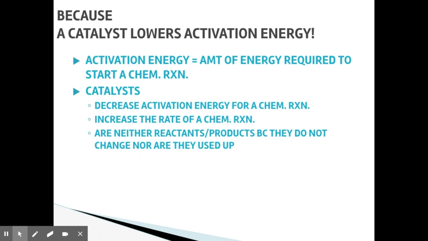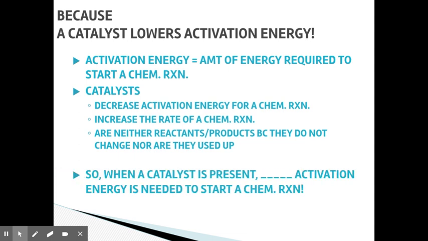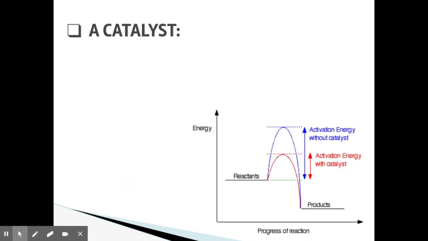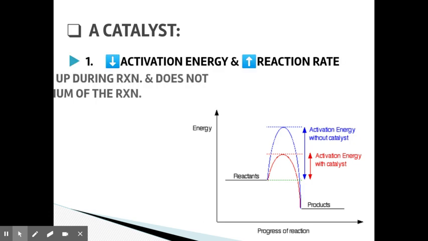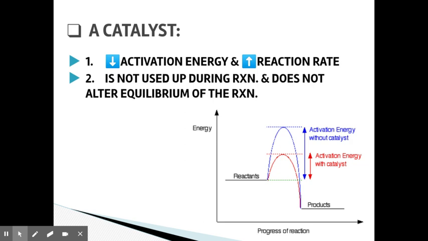They're not reactants nor products, so they don't change, nor are they used up. They're there to promote this reaction to happen much quicker. So when a catalyst is present, less activation energy is needed to start a chemical reaction. Let's put this back into biology context. A catalyst will decrease activation energy and increase reaction rate. It's not used up during a reaction and it does not alter the equilibrium of the reaction. You can see from the graph, the blue shows when you're not using a catalyst, the red shows when you are. So it significantly decreases that activation energy.